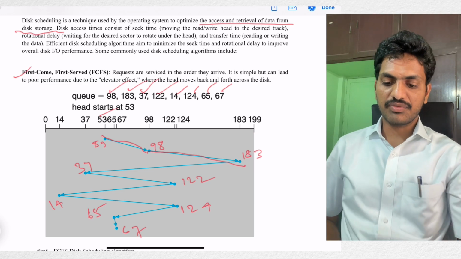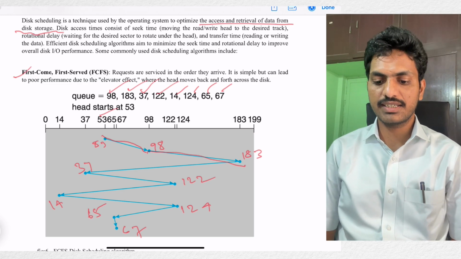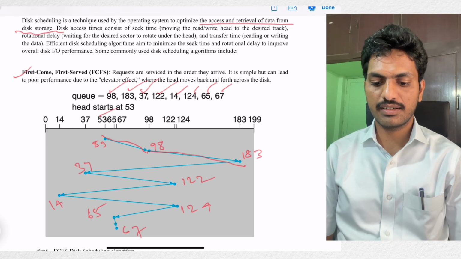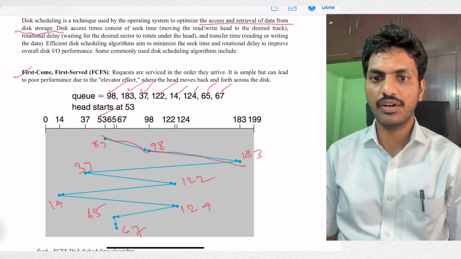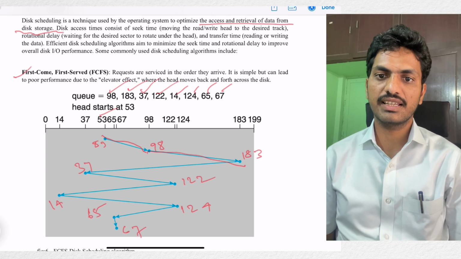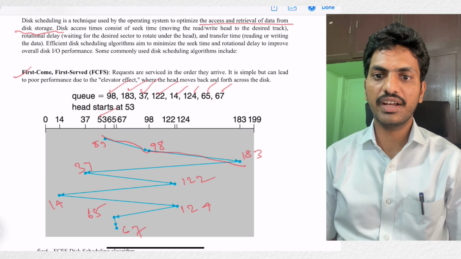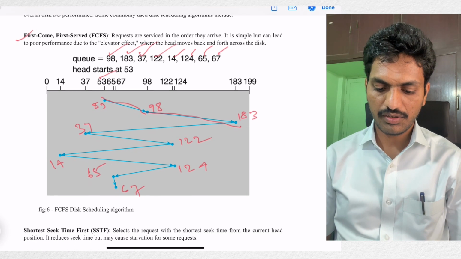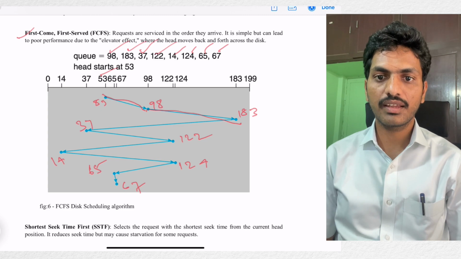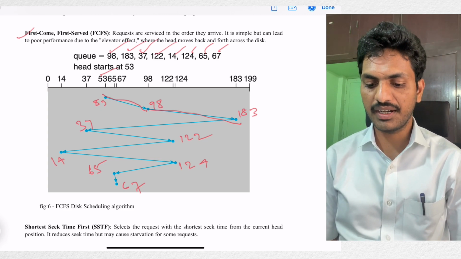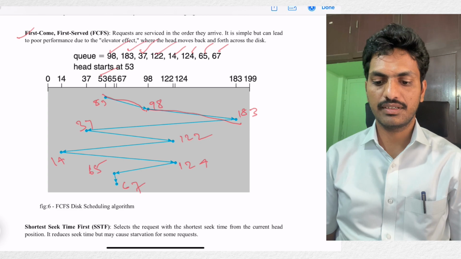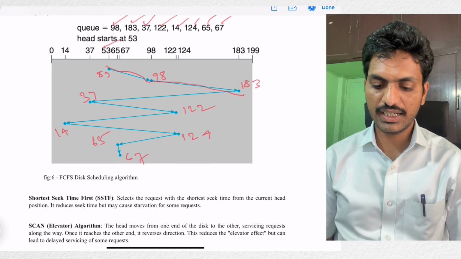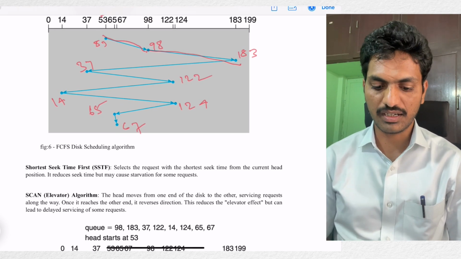This is the first come first serve. Which came first? 98. Which came last? Right. The first one given is served first, and whoever comes last will be given the chance at the last. These are the locations the user wants to read. If you follow this order, we calculate how much time it is taking for completing all these requests. We calculate that time and we find the best algorithm.